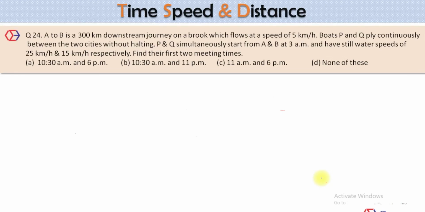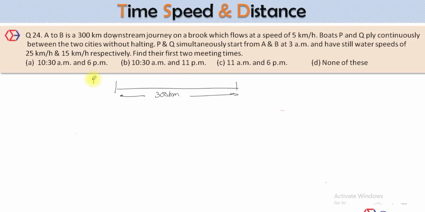What's given here? A to B is a 300 kilometers downstream journey. It flows at a speed of 5, so the speed of the river is 5 kilometers per hour, while the speed of both P and Q are given equal to 25. The start time is 3 am.